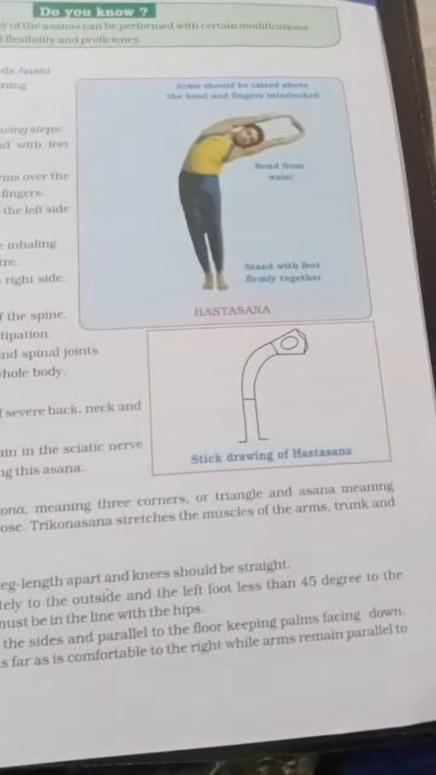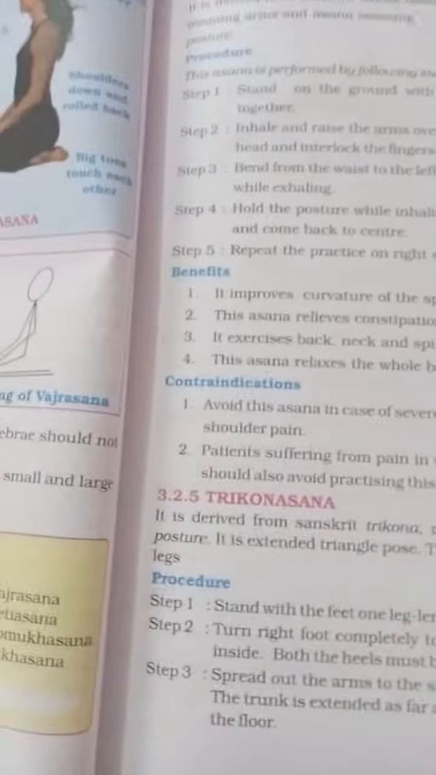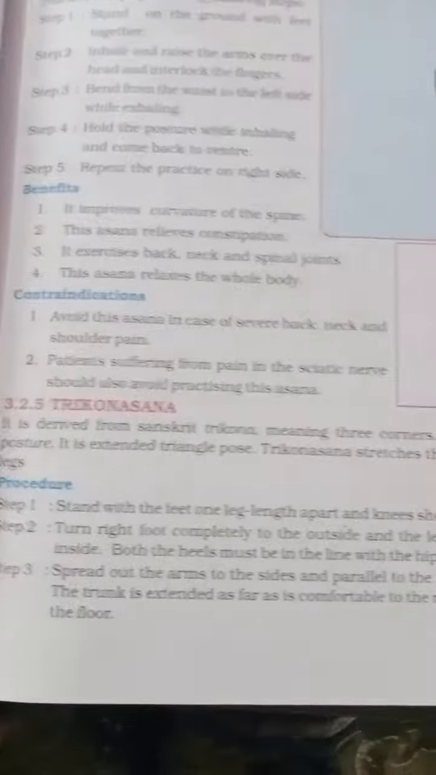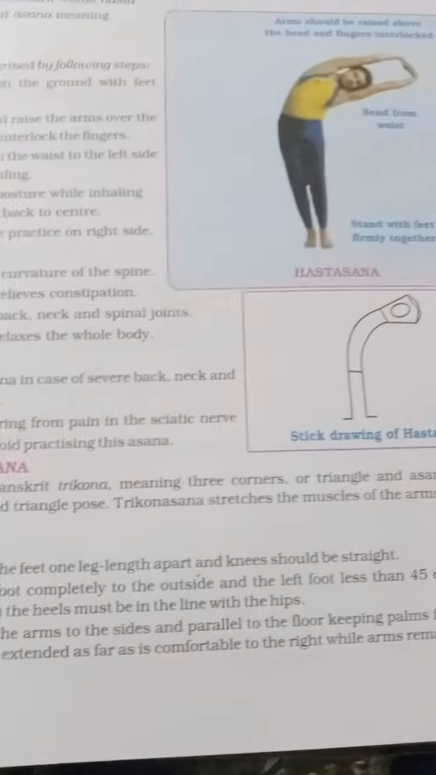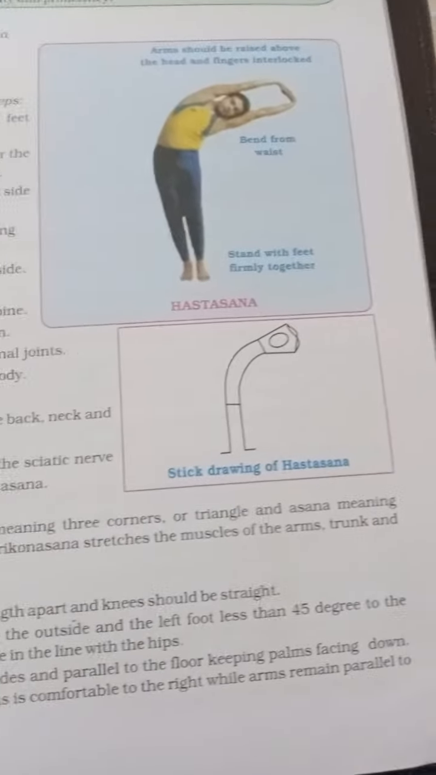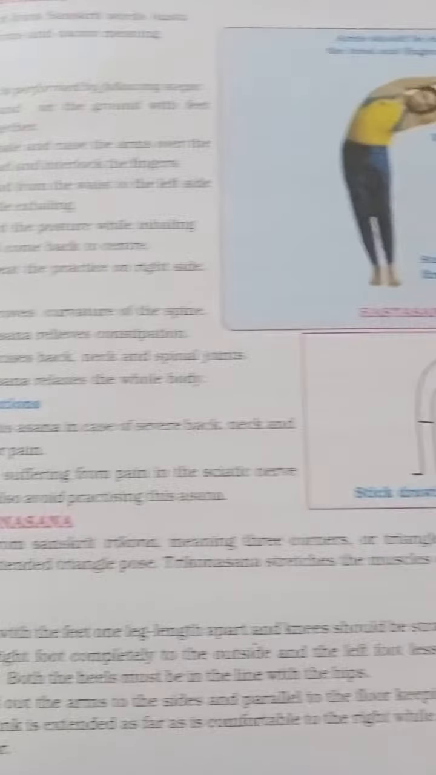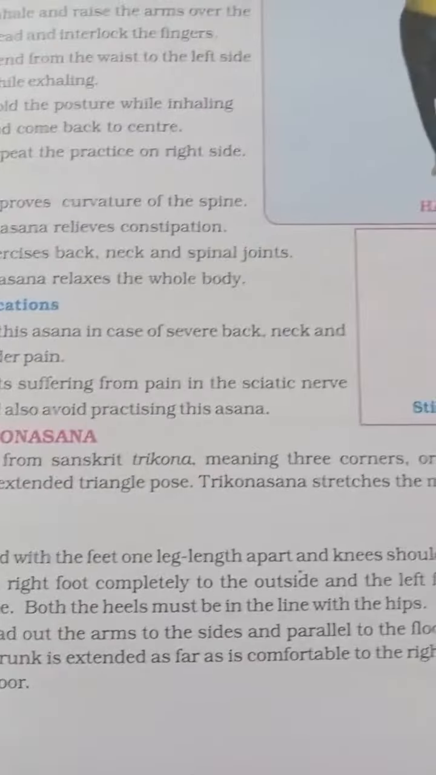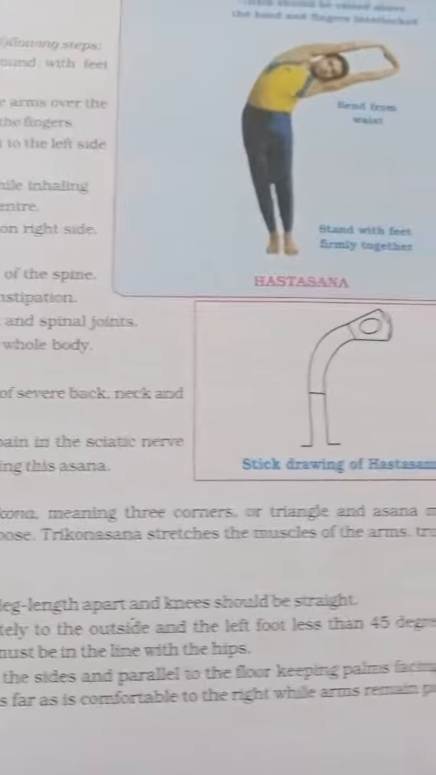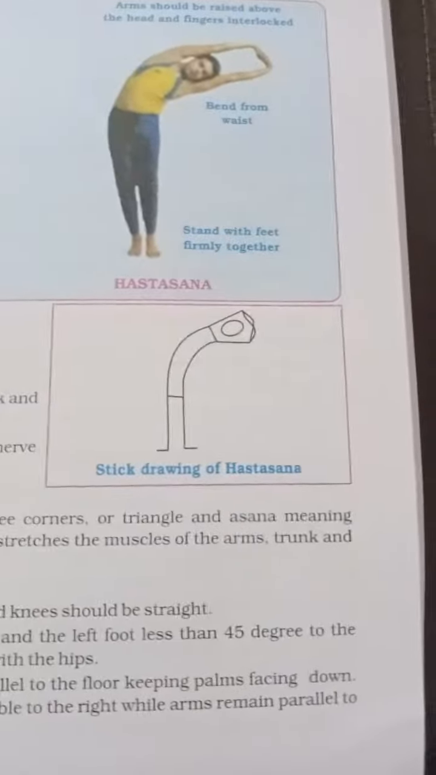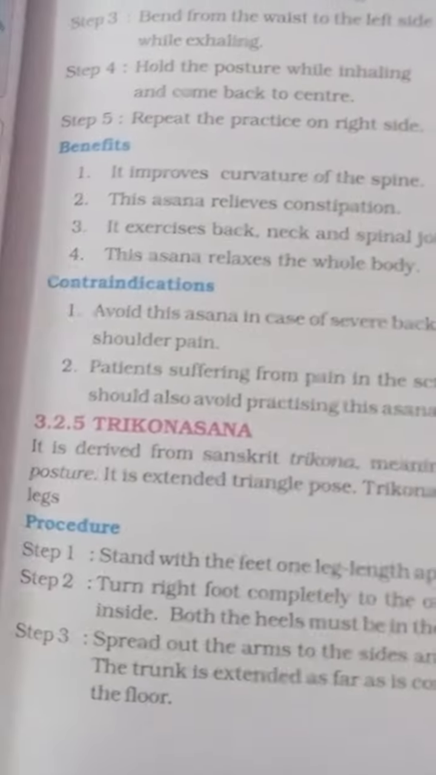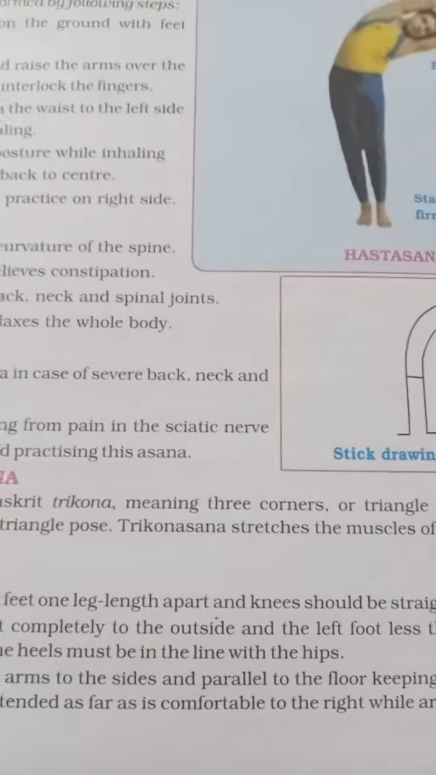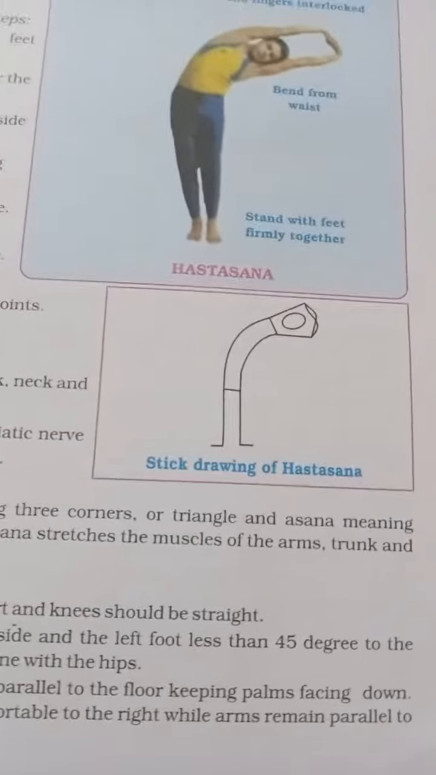Second step, turn the right foot completely to the outside and the left foot less than 45 degrees to the inside. Both the heels must be in line with the hips. Step 3, spread out the arms to the sides and parallel to the floor, keeping palms facing down. The trunk is extended as far as is comfortable to the right, while arms remain parallel to the floor.